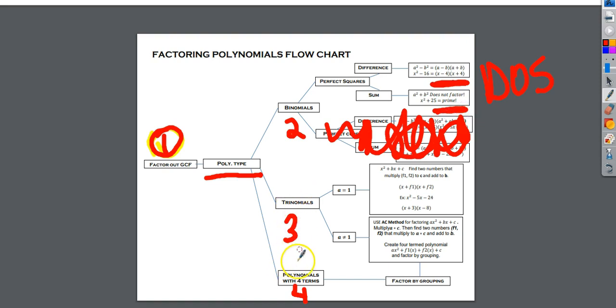Then you look over here and see, is it a trinomial? If the a, or the x squared coefficient, is 1, you do a t-chart for what multiplies to c and adds to b. If it is greater than 1, then you see what multiplies to a times c and adds to b. Then you have to do the bottoms up method with the coefficient. And then finally, if there are 4 terms, then you factor it by grouping. So I hope this helps, and I hope you were able to take good notes.